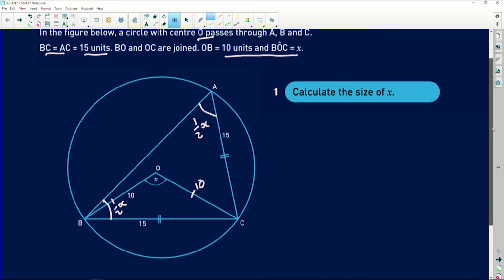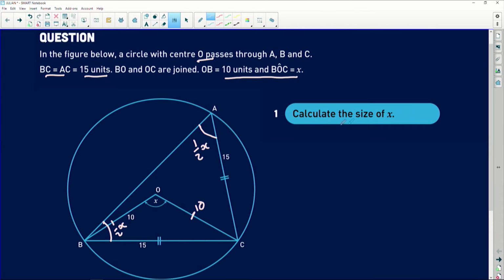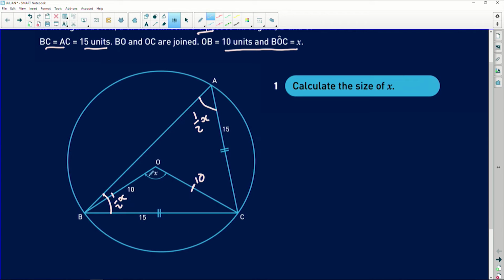Okay, let's have a look at the first part of this question. It says calculate the size of x. Okay guys, so looking straight away into this triangle over here, x is located in triangle BOC. So we can say in triangle BOC, we do have three sides and an angle.